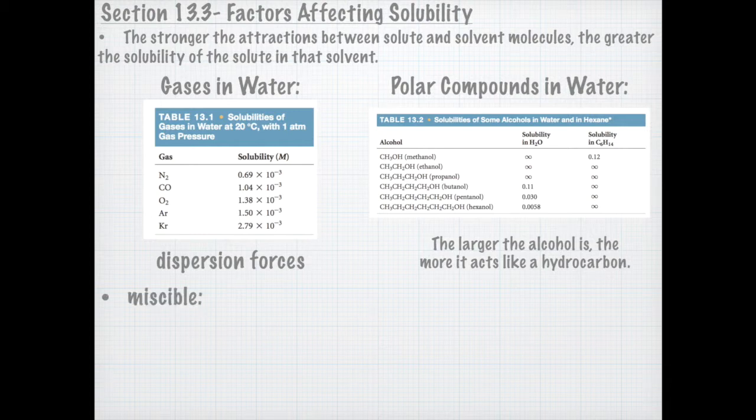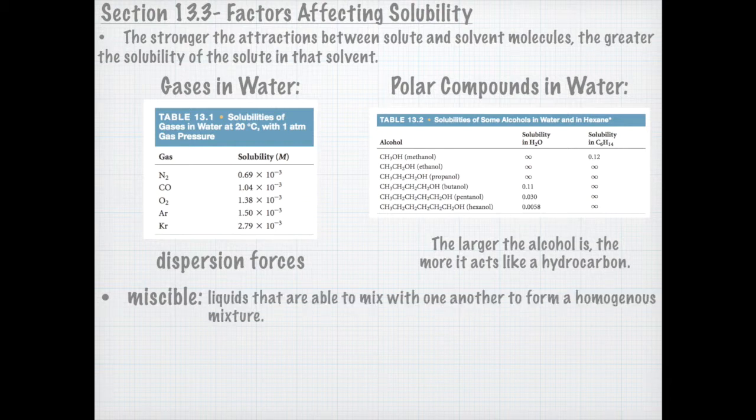Now we have two terms to describe the solubility of solutions. The first one is miscible. If a solution is miscible, that means that liquids are able to mix with one another. So if two solutions are miscible, they are able to mix with one another to form a homogeneous mixture. If solutions are immiscible, then they are unable to mix together.